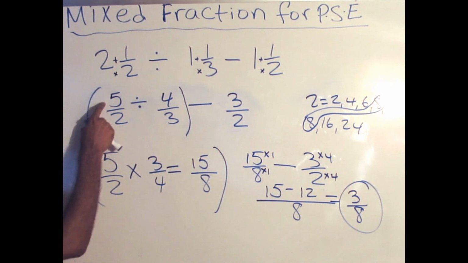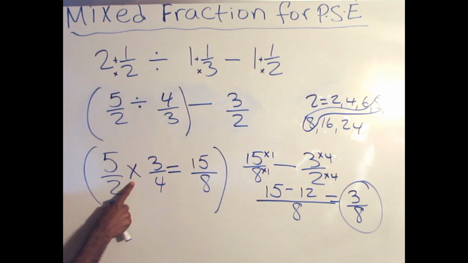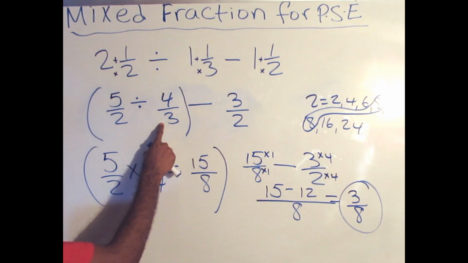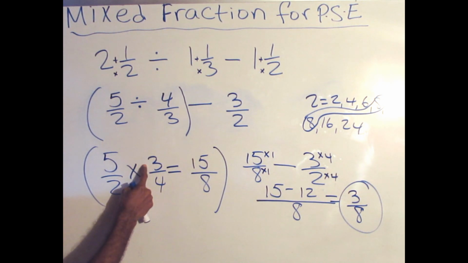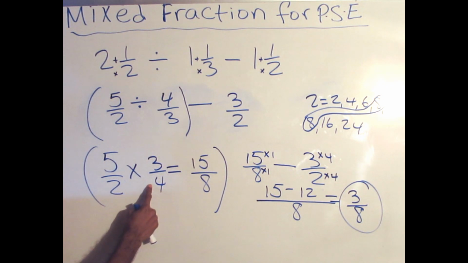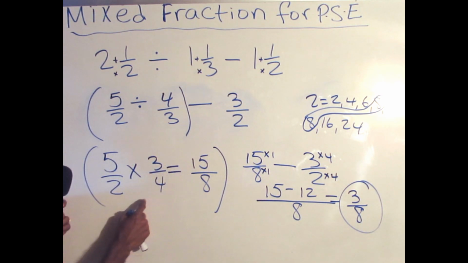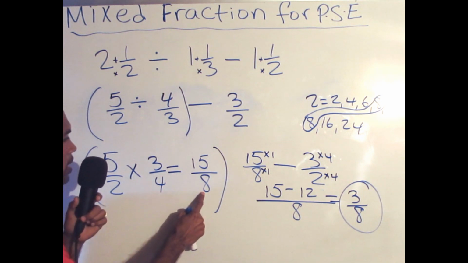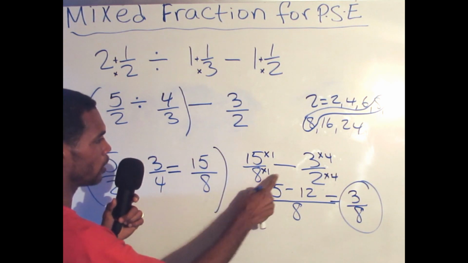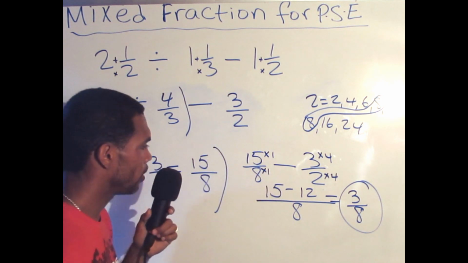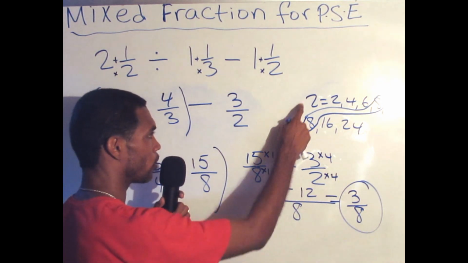To continue the problem, we bring down our 5 over 2, change our sign, remember, from division to multiplication. That's just the rule. And we do the reciprocal. So instead of 4 over 3, we switch it around, and now our second part of the fraction is 3 over 4. And after we do that, we just multiply across. 5 times 3, 15, and 2 times 4 is 8. So we got 15 over 8 from this. So 15 over 8 minus 3 over 2. And we find the LCM of our 8 and 2. Our LCM is 8. We work it here.